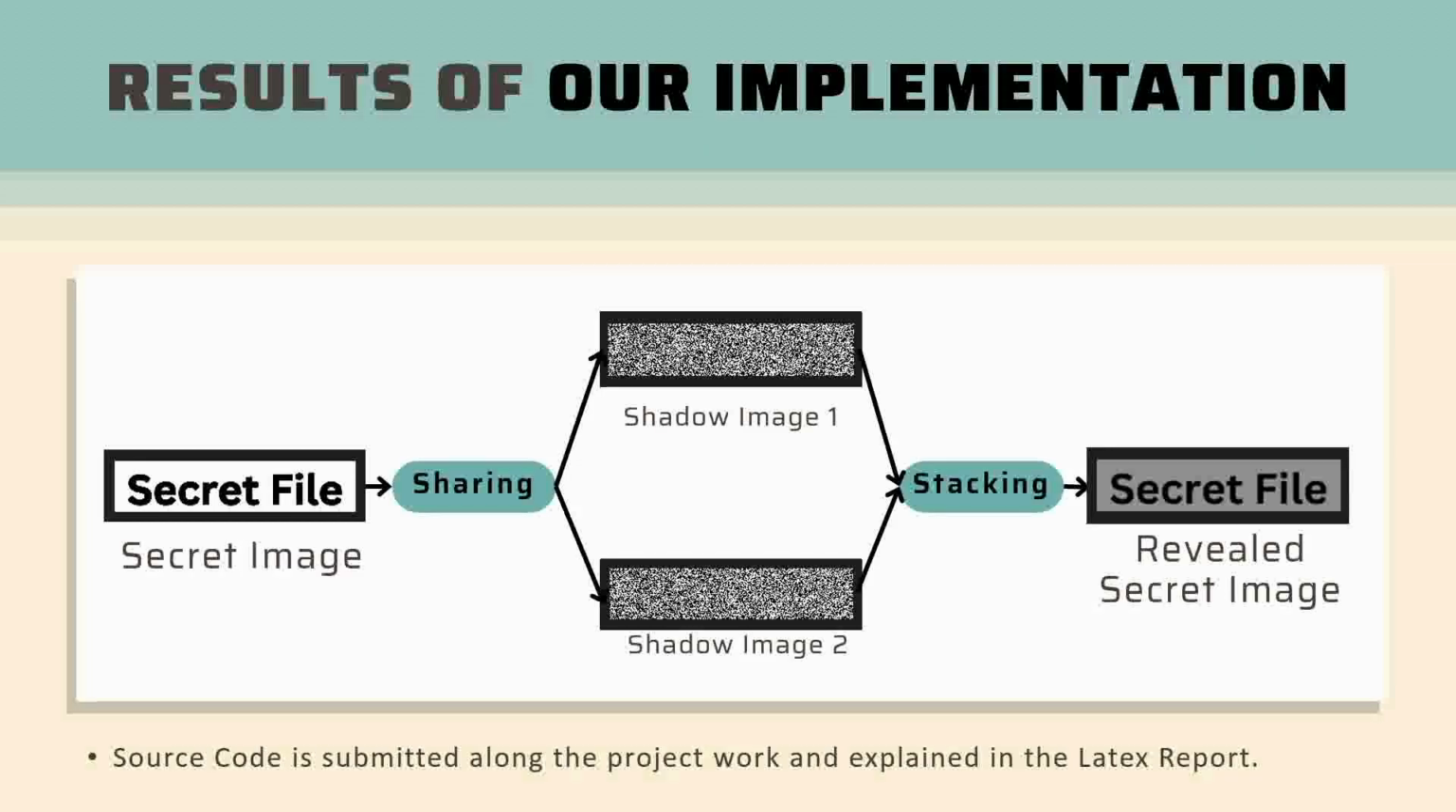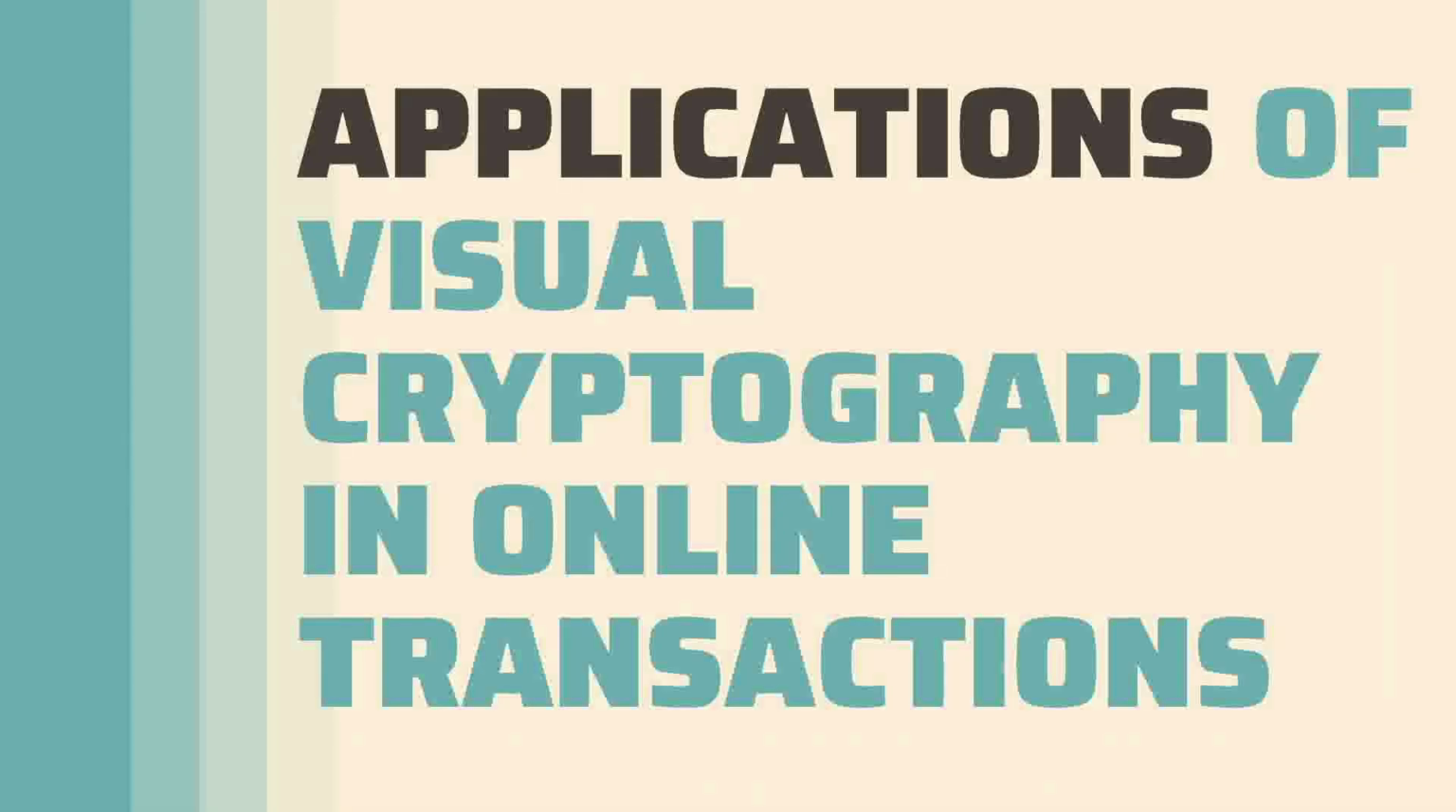So these are the results of our implementation. Let's say we have a secret file, we share it, and we convert it into two different images, let's say shadow image 1 and shadow image 2. These are some random dots and they do not have meaning individually, but if we stack them together and combine, we can read the secret image or secret file that was meant to be shared. Now let's move on to the applications of visual cryptography in online transactions.